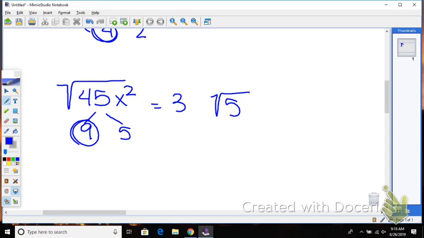Can pairs of 2 come out? Well, what's the square root of x squared? X. And you're done. Easy enough so far? Where are you getting a 3? Is it just 9? Square root of 9 is 3.